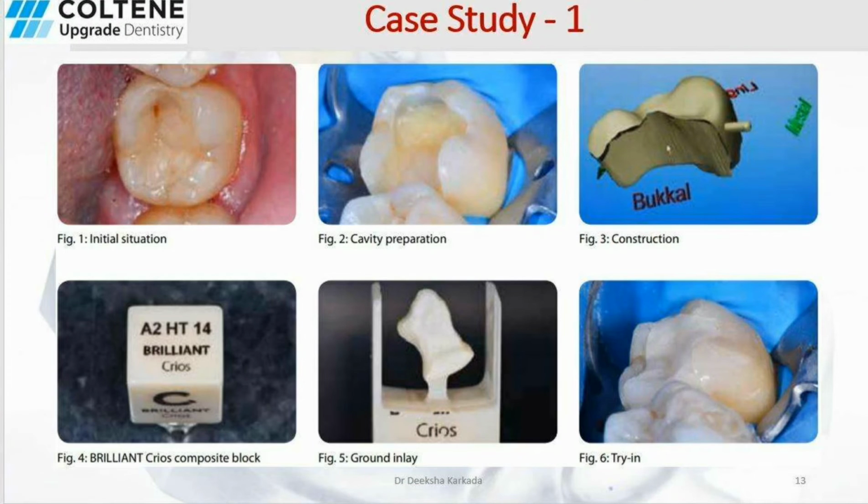Here is a case study where figure 1 shows the initial situation. Secondly, it shows the cavity that is prepared to receive the inlay, and then we construct an inlay using CAD/CAM technology. A Brilliant Crios composite block was chosen and the inlay was ground, and then it was used for drying.